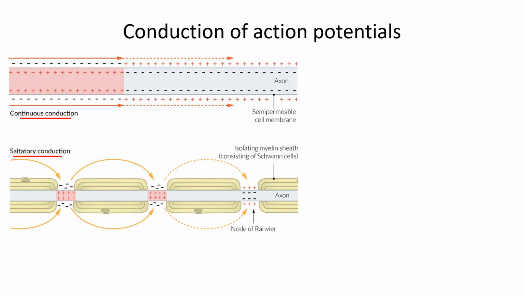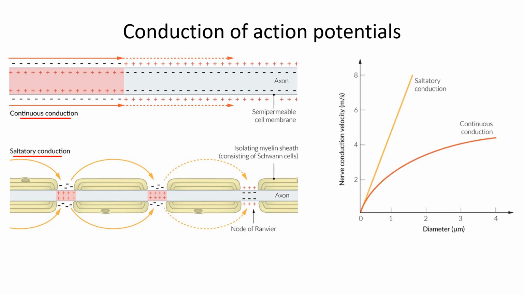On the right hand side is the conduction velocity. So conduction velocity is increased by the presence of myelination, which is what happens during saltatory conduction, and it is also increased when there is an increasing nerve fiber diameter. So as you can see here, increasing diameter would also result in increase in conduction velocity, and myelination will also increase conduction velocity.